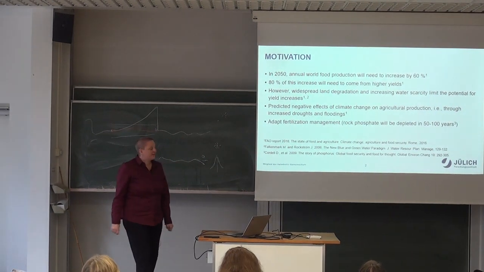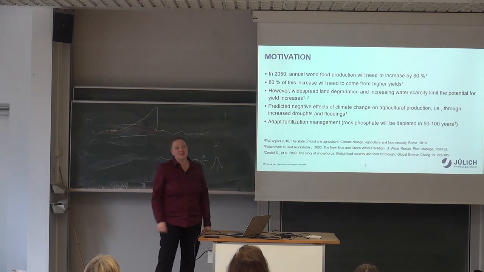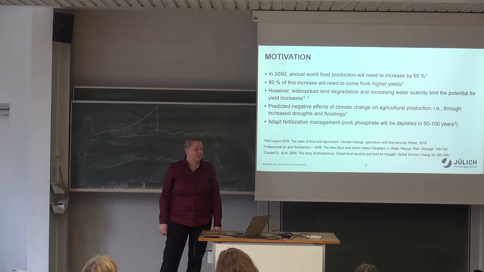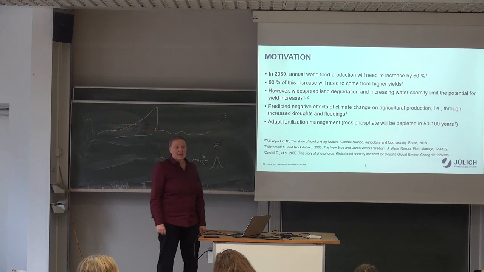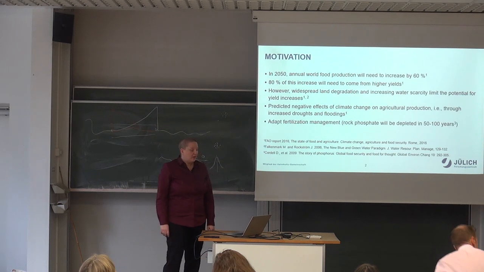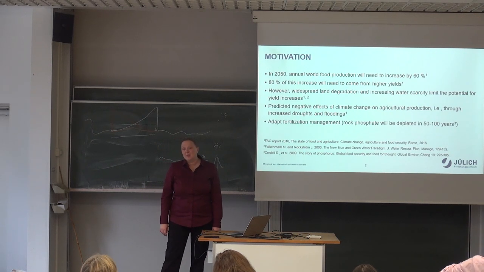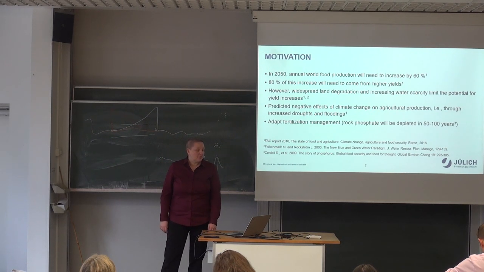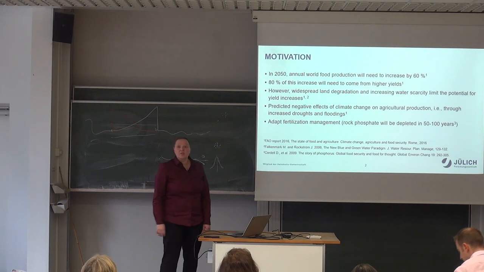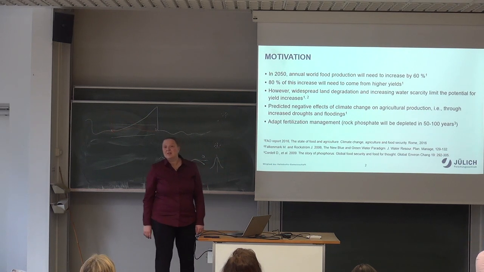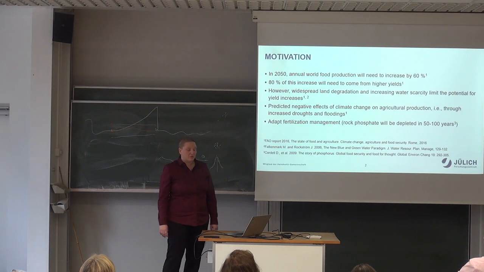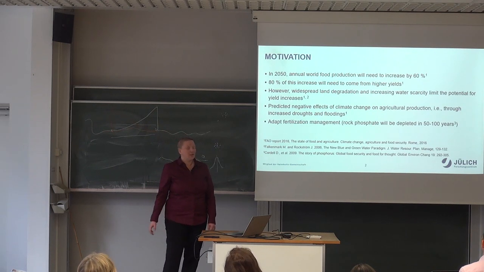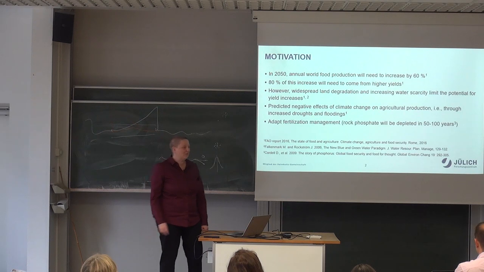Some motivational facts that you're probably aware of, that we can read, for example, in the FAO reports: that by 2015 the world production of food will need to increase by 60%. That's an estimate. And also it's estimated that 80% of this increase will have to come from higher yields, because we have a widespread land degradation and increasing water scarcity, and those limit the potential also for yield increase. In addition, we have predicted negative effects due to climate change, for example, increasing droughts or floodings.